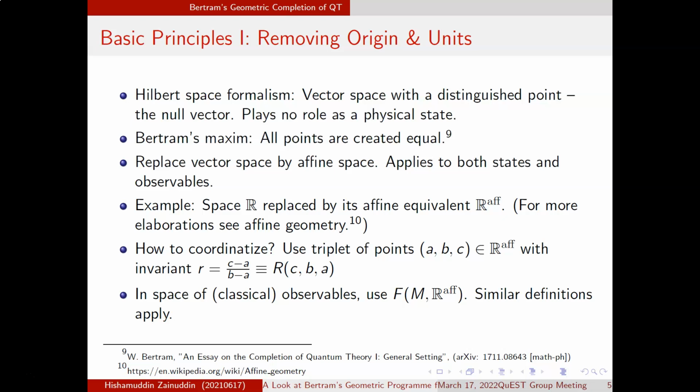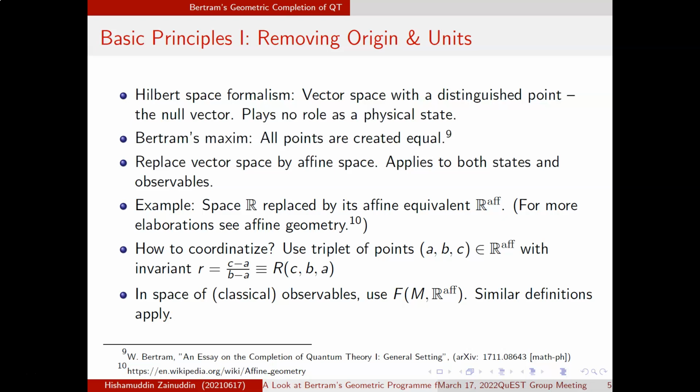So just to give an example, you have this space, the ordinary linear space that you often use in quantum mechanics, which is just the real line, for example. Of course, in Hilbert space, you replace this by some vector space or Euclidean space, which you can sort of liken to your real line. So for simplicity, we just stick to the real line to start, and then this needs to be replaced by the affine equivalent for the real line. So in other words, there will be no distinguished points on the real line.